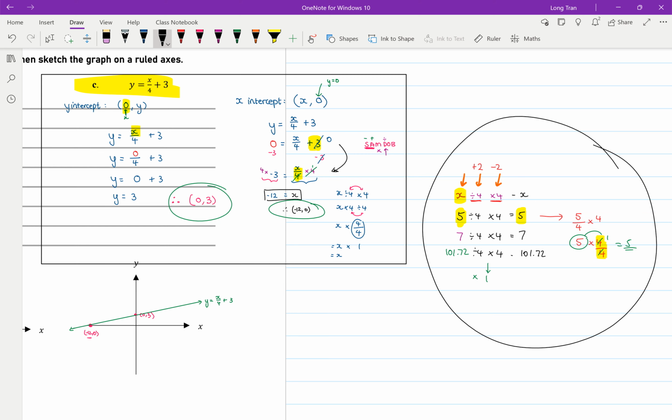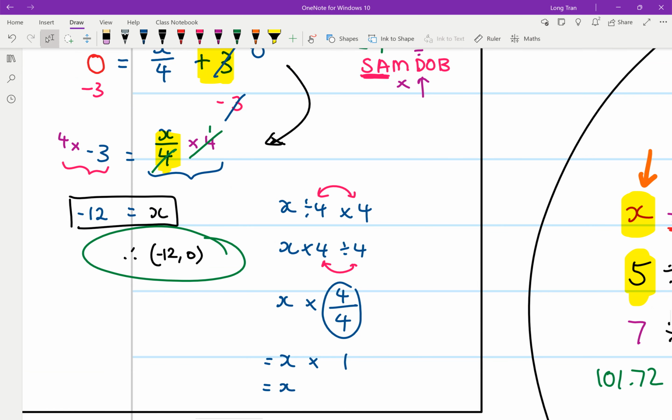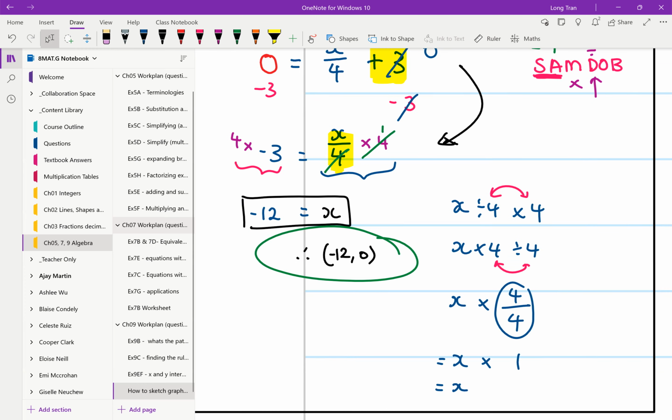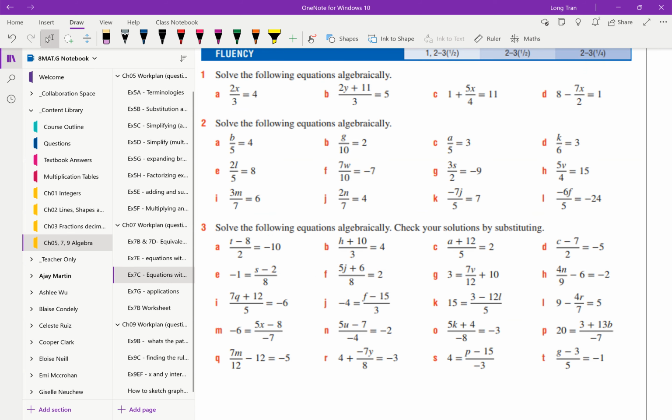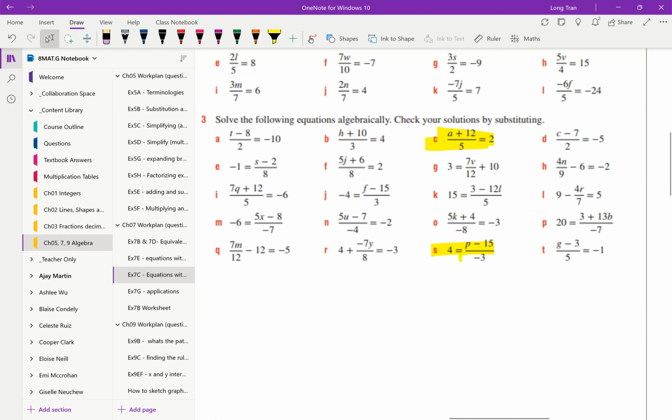Don't avoid them. Okay, but otherwise, if you want more practice on these types of fraction equations, really make sure to go back and check your 7C. Have you done these questions? And if you have, maybe you want to practice more. Okay, it's about training yourself that you feel more comfortable to do something like this, like that, like this, or like this.